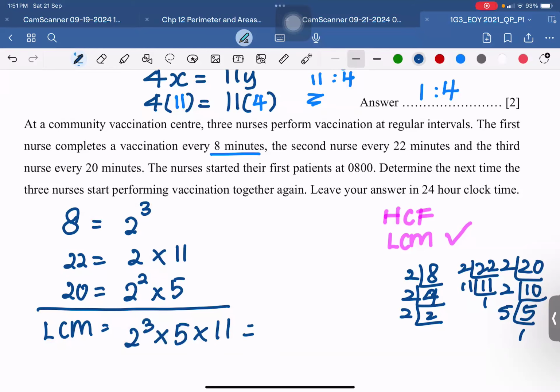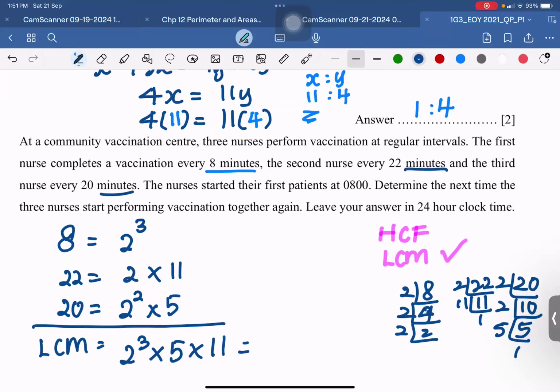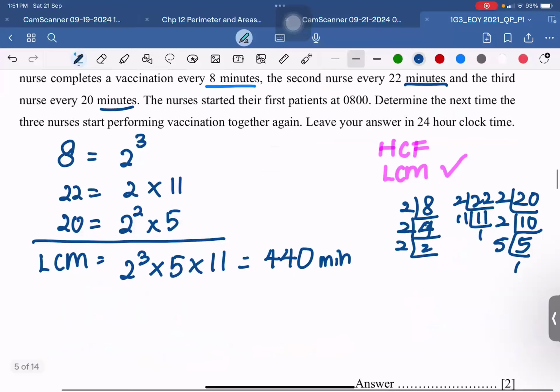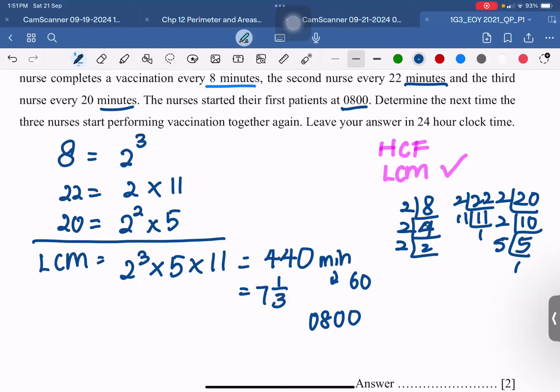Okay, thank you. So we will write out this answer. But this is all in minutes. The unit here is all minutes. Oh, thank you, Haris. 440 minutes. But the timing they first started was at 8 o'clock, right? So what I need to do is change the minutes to hours. So I divide by 60. 440 divided by 60 gives me 7 and 1/3. So this is 7 and 1/3 of an hour, which is actually 7 hours. The 1/3 you need to times 60 back again to give you 20 minutes.